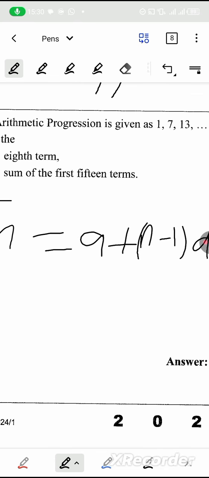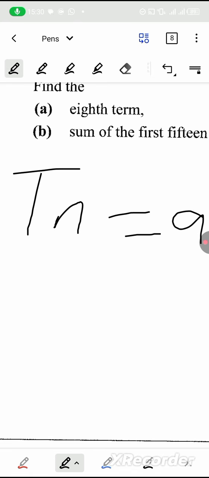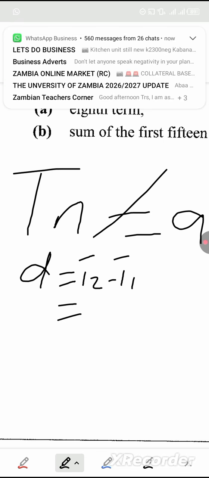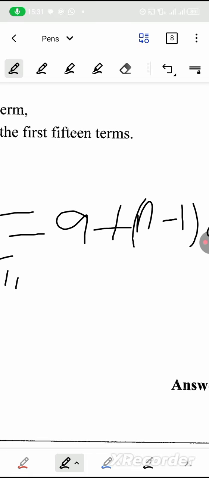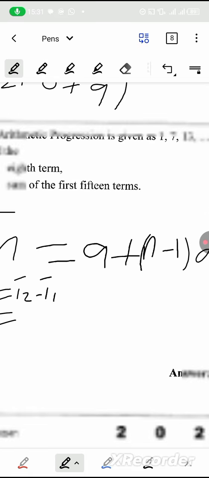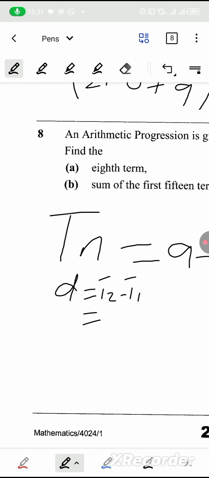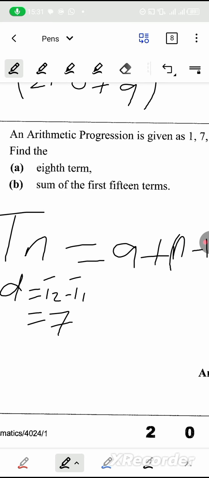So for us to find the 8th term, first of all, we should know the common difference. How do we find the common difference? Common difference is equal to second term minus first term. In the sequence that we are given, the second term is 7. So 7 minus the first term, 1. So our common difference is going to be 6. So the common difference we have found.